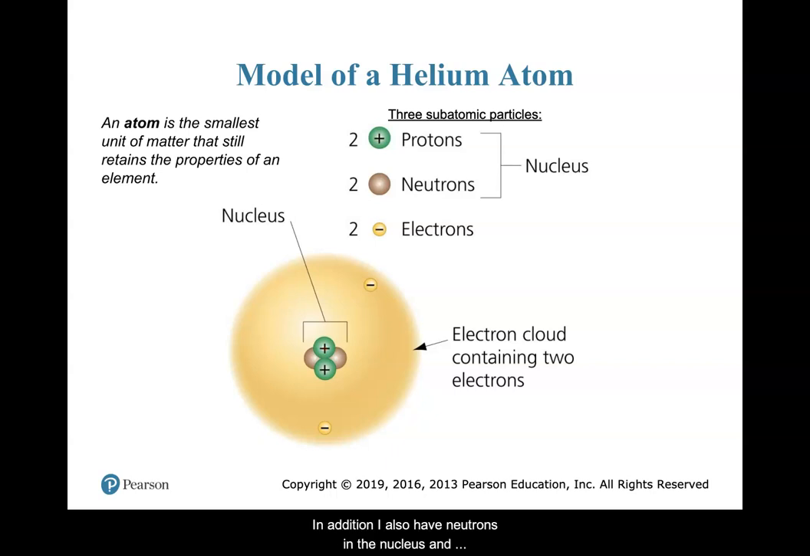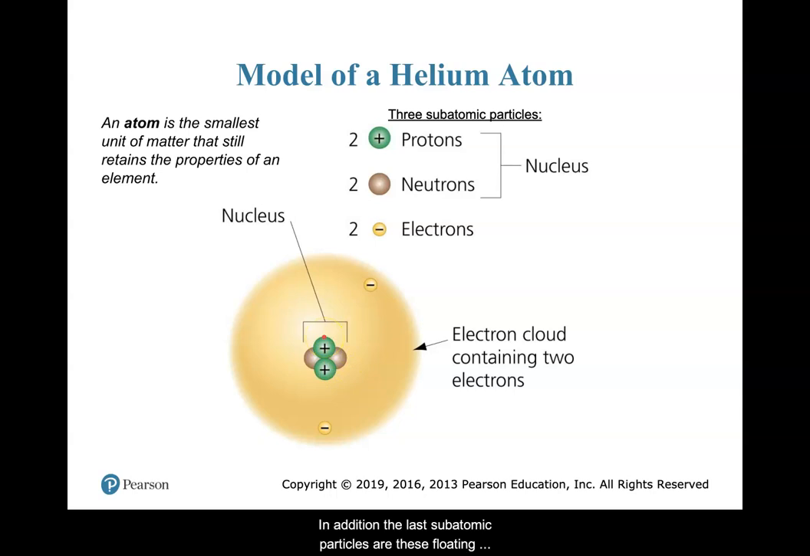In addition, I also have neutrons in the nucleus, and neutrons have a neutral, N for neutral, charge. What I mean by that is that they have no charge at all. So I can appreciate here the nucleus of an atom has a positive charge because only those protons have a charge. The neutrons don't have any.